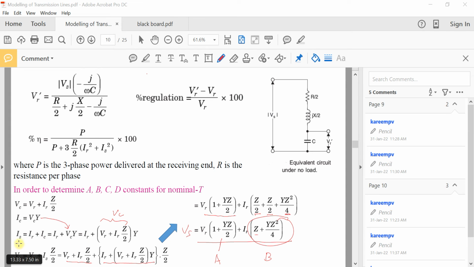So from here, you can write IS is equal to VR into Y plus IR into, the coefficient of IR being 1 plus ZY by 2. You can write it like this. And now if you compare the coefficient of VR and IR in this expression, this will be C and this will be D. That is how we evaluate A, B, C, D parameters.